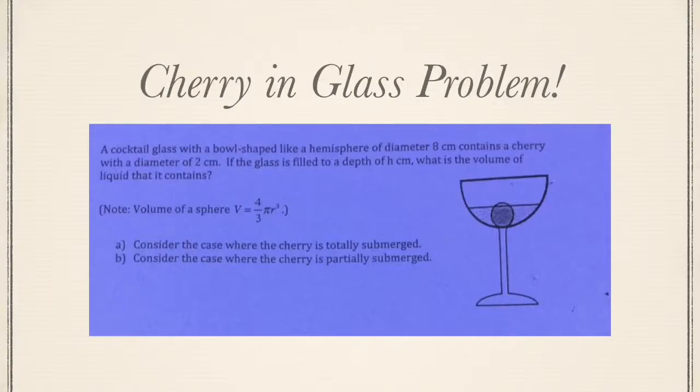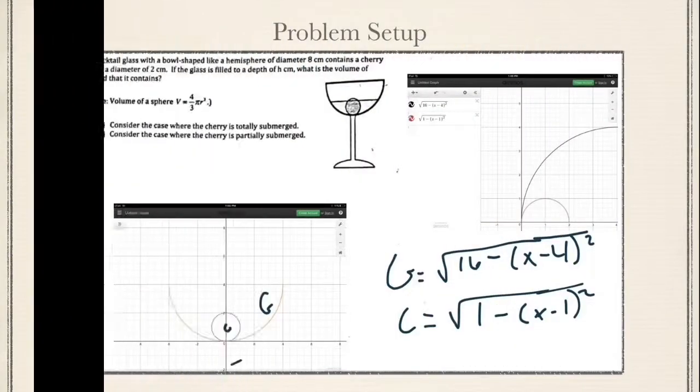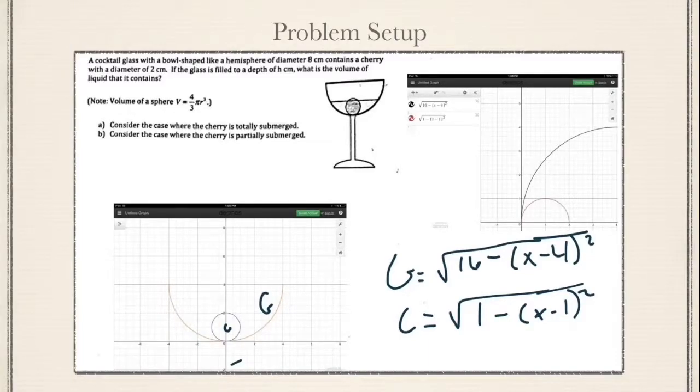A cocktail glass with a bowl shaped like a hemisphere of diameter 8 centimeters contains a cherry with a diameter of 2 centimeters. If the glass is filled to a depth of h cm, what is the volume of the liquid that it contains? Okay, to solve this problem, we have to make two equations for circles. x squared plus y squared equals 16, and x squared plus y squared equals 1.